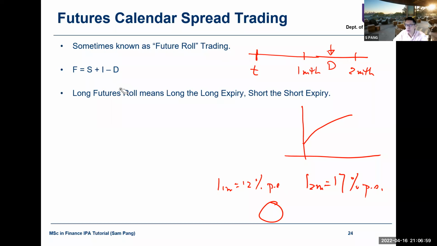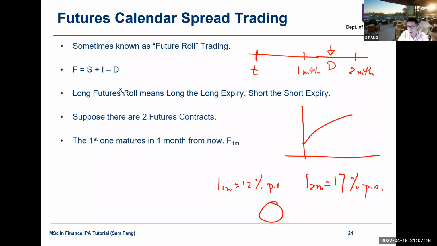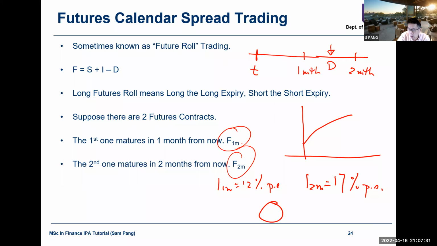Now, if you go around telling people, oh, I'm long the futures roll, it means you are long the long contract and short the short contract. What the hell does that mean? Let's say there are two futures contracts. There is one that matures in 1 month. I call that F1 month. There is another one that matures in 2 months. I call it F2 months. If you are long the futures roll, you are long the long one, and you are short the short one.